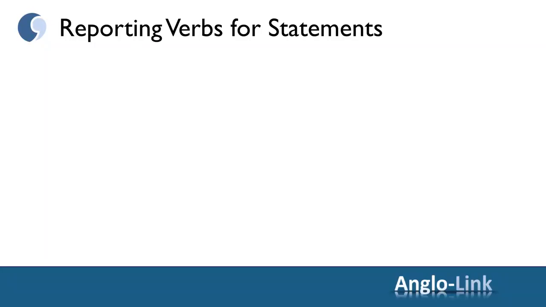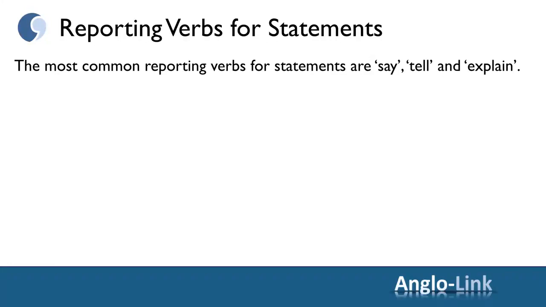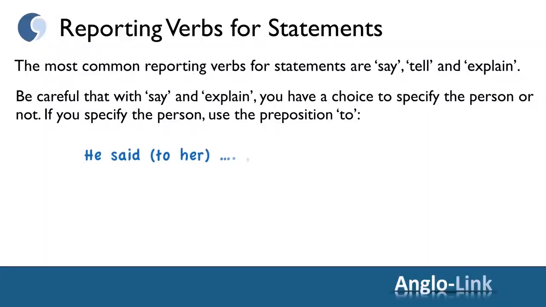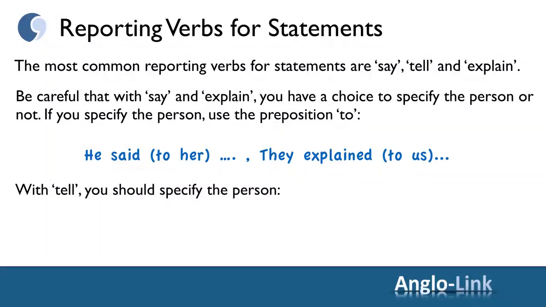There are many reporting verbs for statements. However, the most common reporting verbs are say, tell, and explain. Be careful that with say and explain, you have a choice to specify the person or not. And if you specify the person, make sure you use the preposition to. For example, he said to her. They explained to us. With tell, you should specify the person. He told her. They told us.